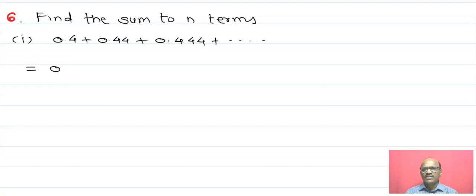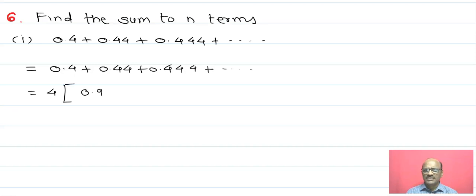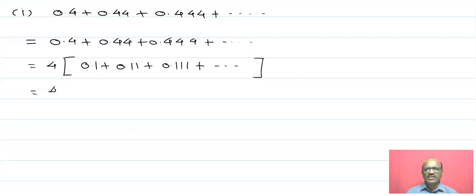Now next, find the sum of the n terms, that is 0.4 plus 0.44 plus 0.444 up to the n terms. Now from all these terms, we will take 4 as common, then 4 in square bracket 0.1 plus 0.11 plus 0.111 up to the n terms.